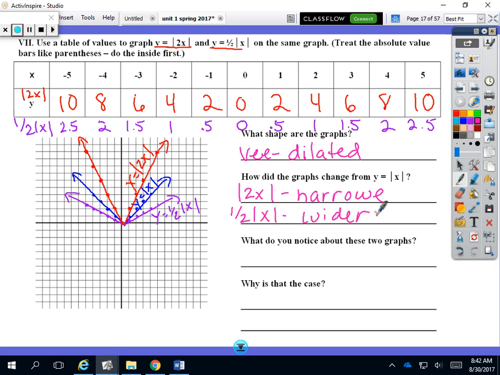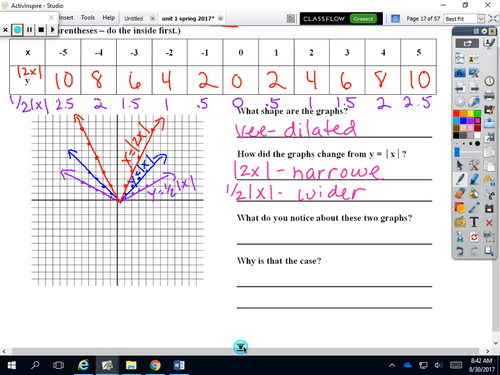Why did this happen? What do you notice about these two graphs? Well, let's look at the first function, y equals absolute value of 2x. This number 2 is different than this number 1/2. Why? Well, 2 is greater than 1. 1/2 is less than 1.